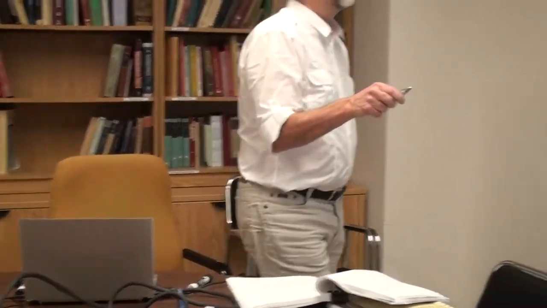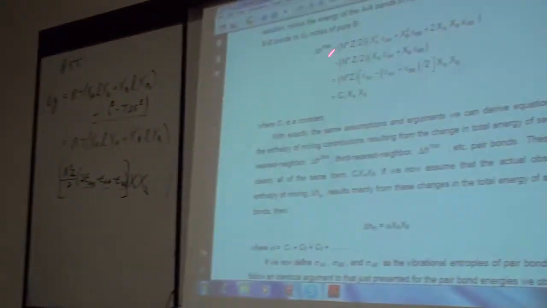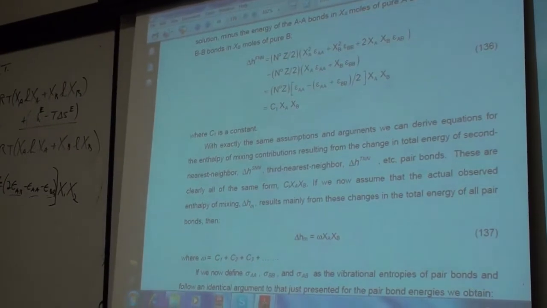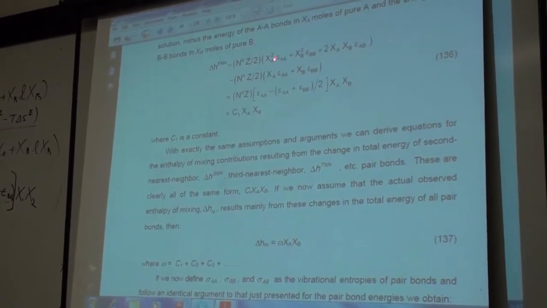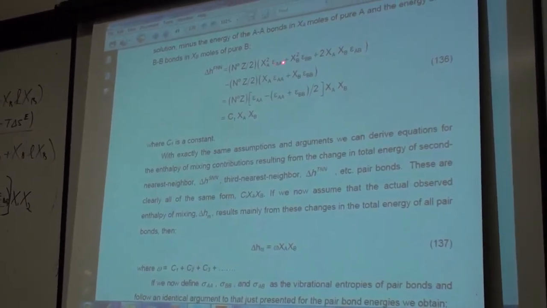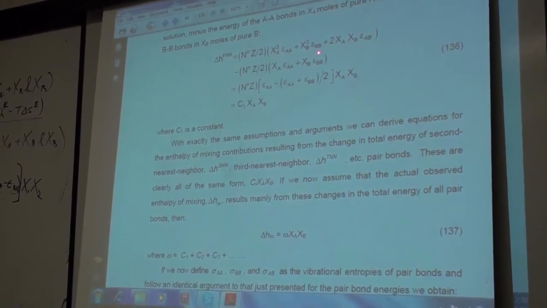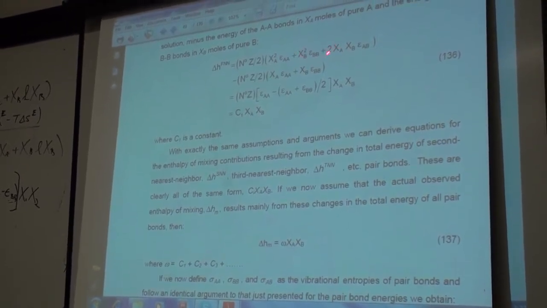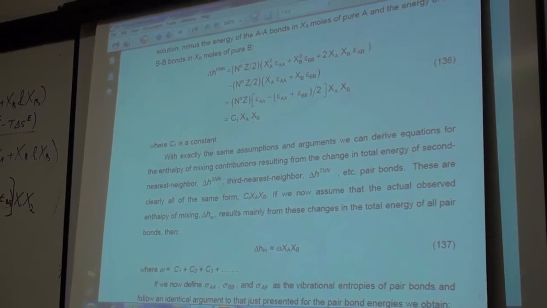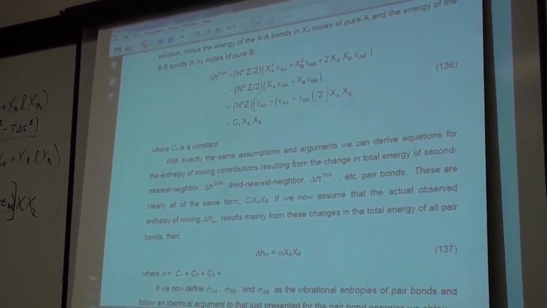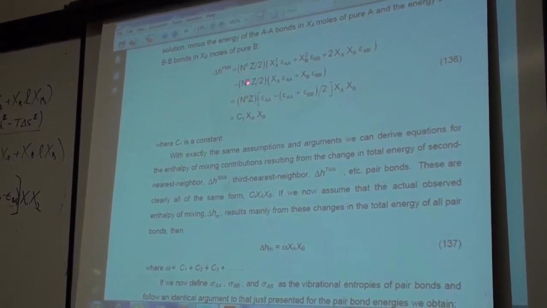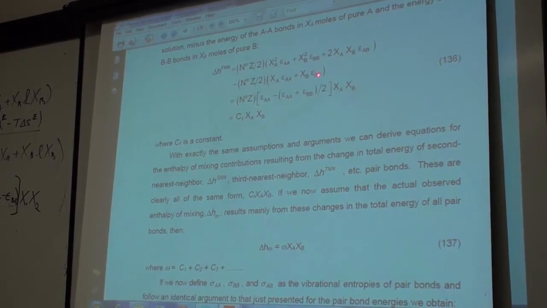All right, there we have it. So this was the heat of mixing of the first nearest neighbors. We worked this out just by counting. In 1 mole of solution, the number of AA bonds was XA squared in an ideal mixture, the number of BB bonds was XB squared, and the probability of an AB bond was XA XB times 2, because it can be AB or BA. We subtract off the energy of the bonds in pure A and then XA moles of pure A and XB moles of pure B, combine terms, and we end up with this regular solution term.